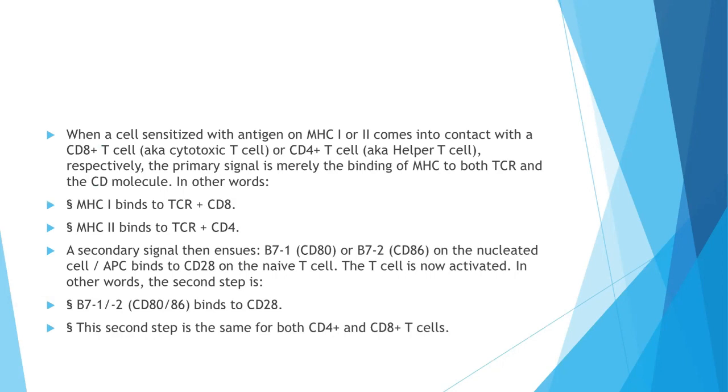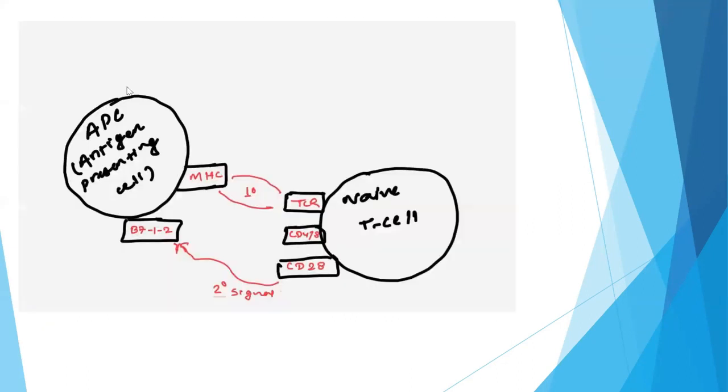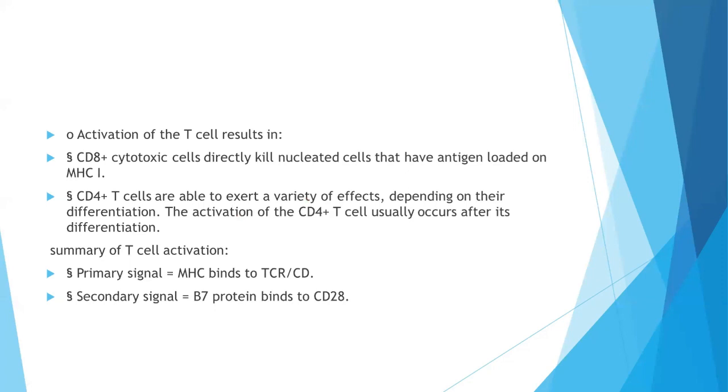In other words, the second step is B7-1/2 binding to CD28. And this second step is the same for both CD4 positive and CD8 positive T cells. So here is the drawing that I have made for you. When the MHC gets bound to the antigen presenting cell, there is the primary response where the MHC gets bound to the T cell receptor of the naive T cell. And again the CD28 of the naive T cell binds to the B7-1/2 of the antigen presenting cell, which provides the secondary signal. The activation of the T cell results in the CD8 positive cytotoxic cells directly killing the nucleated cells that have antigen loaded on MHC1.